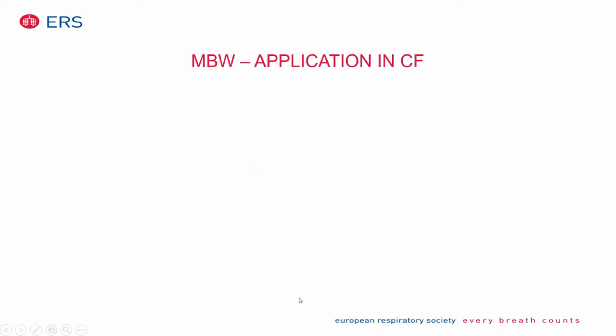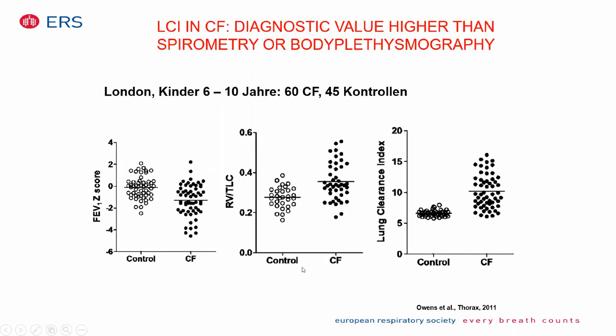And indeed, the most common clinical application of multiple breath washout is in patients with cystic fibrosis. There is a huge number of publications over the last 15 years, and this is just one example from the Cystic Fibrosis Working Group in London, who have done measurements of spirometry, FEV1, bodyplethysmography, RV over TLC as an index for hyperinflation, and then the lung clearance index measured using multiple breath washout.